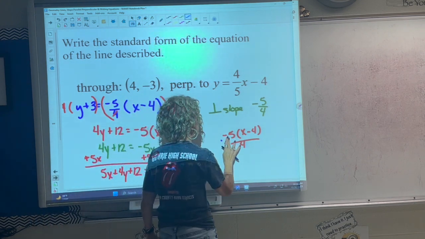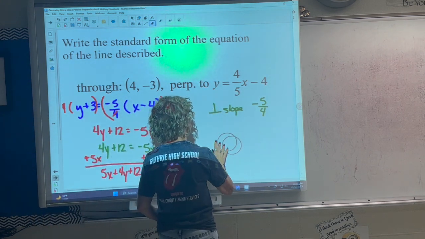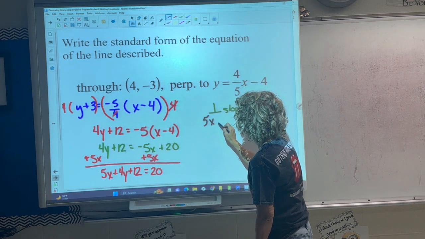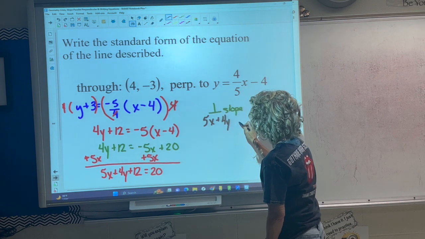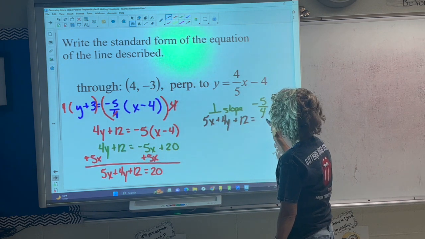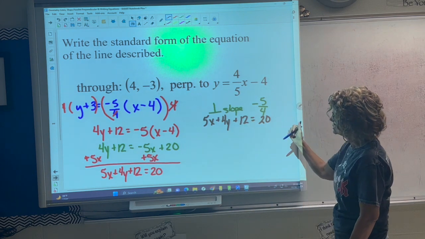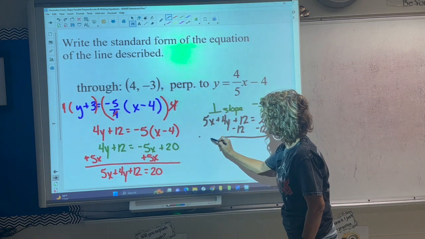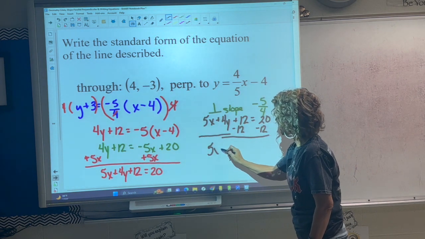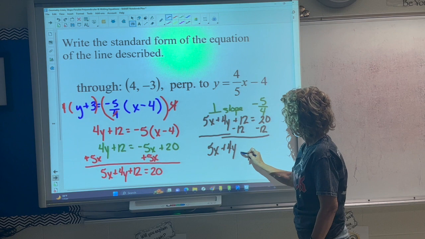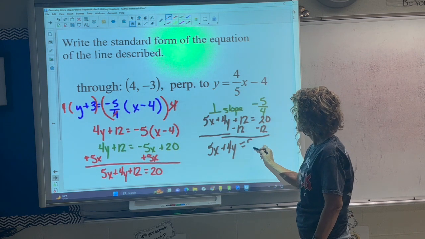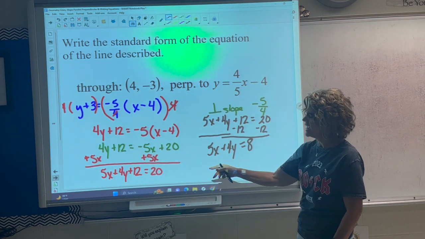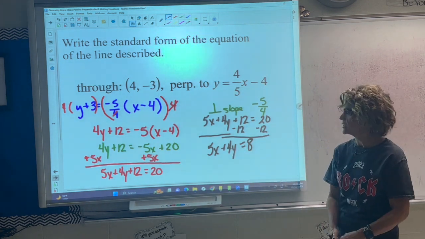And in a perfect world, like I said, I can scroll down. Okay, I'm going to recopy this up here. I've got 5x plus 4y plus 12 equals 20. I've got to get my constant to the other side. So I'm going to subtract 12 from both sides. I've got 5x plus 4y equals 20 minus 12, which is 8. X and y are on the same side, the leading coefficient is not negative, and I have no fractions.